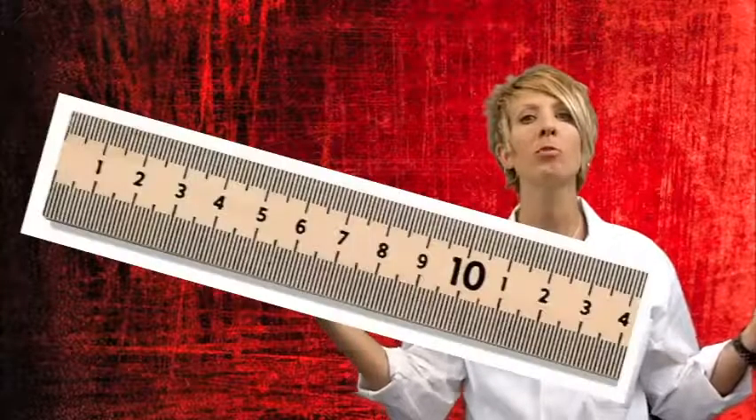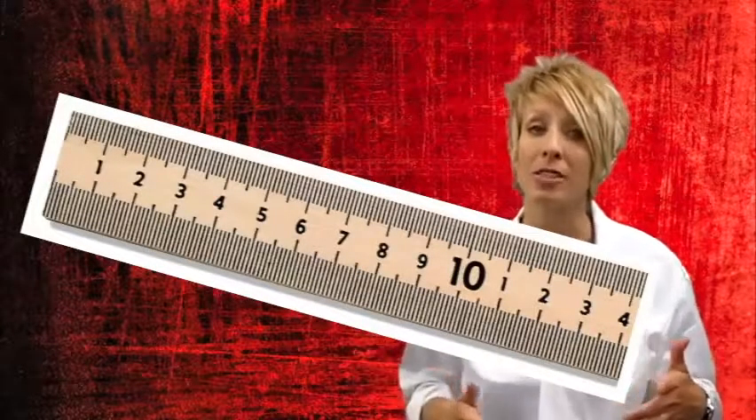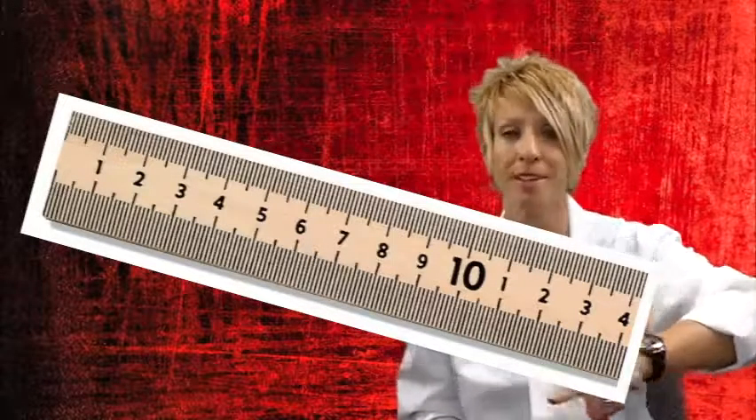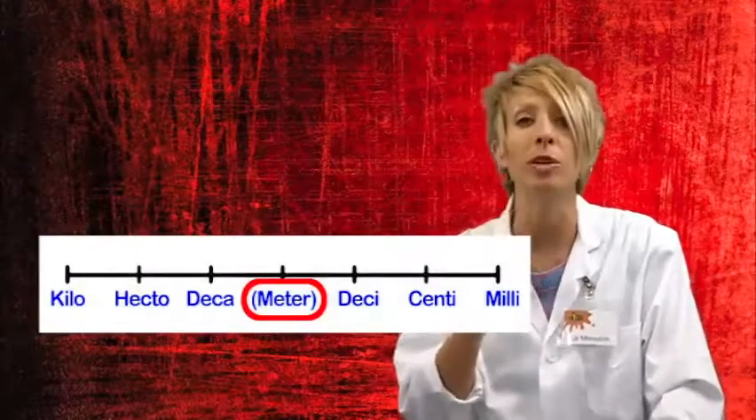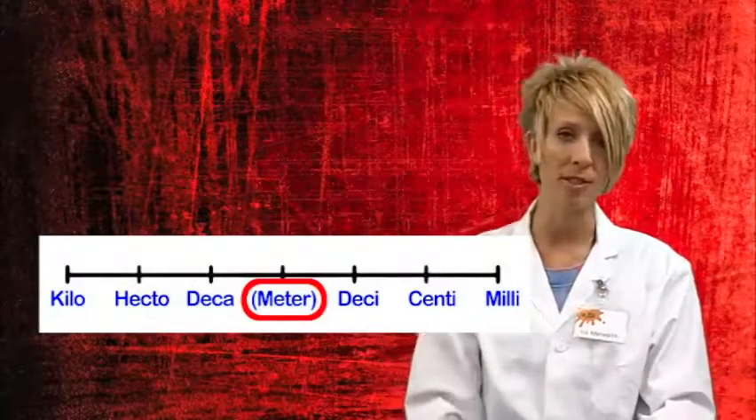Let's talk about length first. If I want to measure the length of my desk, what tool would I use? A ruler or a meter stick. Don't say yardstick. A meter stick is 1 meter long. A meter is the official unit for length in the metric system.